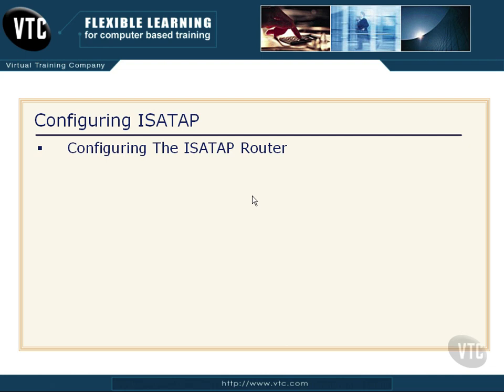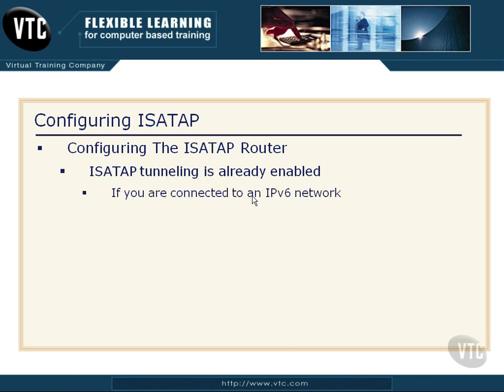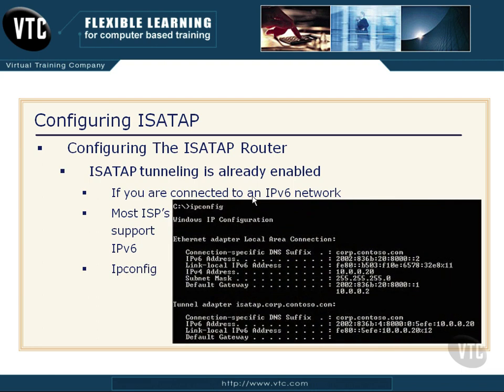First of all, we need to configure the server as a router, but understand that ISATAP tunneling is already enabled on that server. Now, if you're connected to an IP version 6 network and you haven't done anything to disable IP version 6 on the machine, it's going to be pretty obvious. Most ISPs at this point support IP version 6, and if you just run a simple ipconfig command, you're going to see something very similar to this.